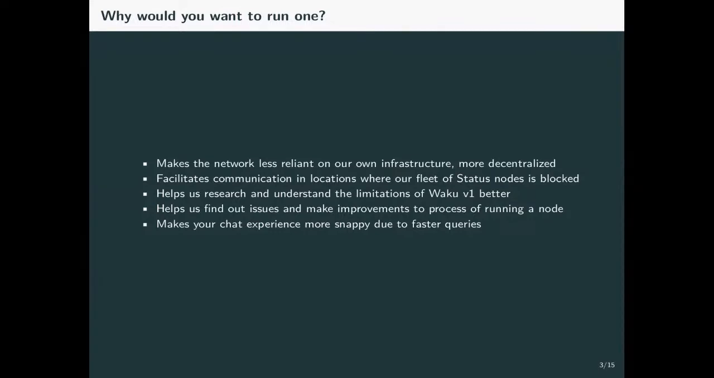For you, a benefit might be that you find Status appears more snappy, because if you run your node in a location near you, then, for example, queries for historical messages will be faster. And also, in an edge case scenario, if you are in a country that blocks Status nodes or the Status fleet through a firewall, and you have a node that, for example, manages to connect to our fleet through a VPN or something like that, then your node can facilitate communication within the Status network in that country if you share the address of that node, the enode. So those are some of the reasons why you would want to run one.